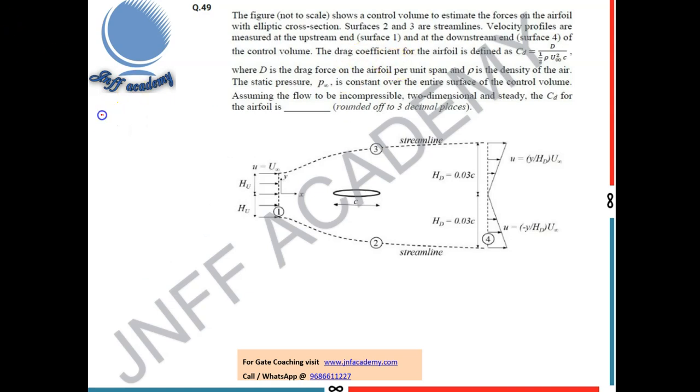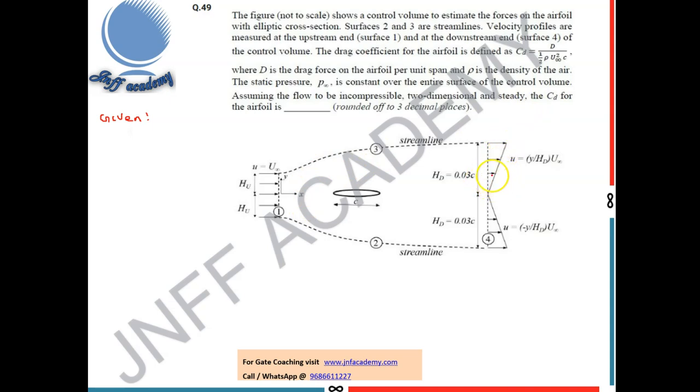Okay, so let me write what is given in the question. They have clearly told that the flow is flowing from the left side to the right side, and there is an elliptical object which is kept here, and because this object is placed, there is a drag. Because of that, there is a loss in momentum. So they just asked what is the drag coefficient of this elliptical object. They have given the inlet velocity profile, and they have also given the exit velocity profile.